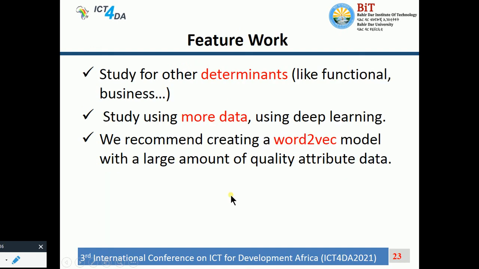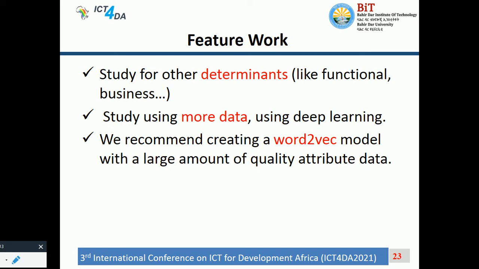For future work, we recommend that other researchers study other determinants like functional, business, and technical constraints. We didn't cover the functional, business, and technical constraints, so other researchers can focus on those points. We also recommend studying this problem using more data. We used around 600 data points, which is very few. We know that. When you study more data and use deep learning, we recommend that it may give the best performance.